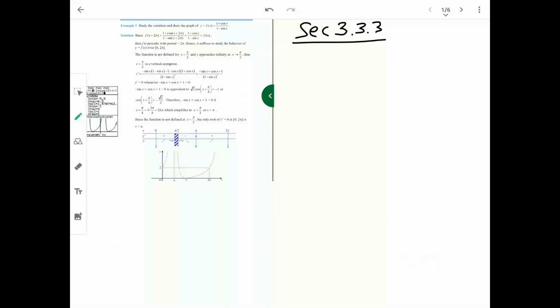That's it. To section 3.3.3. Let's do the first example just to learn how to do the questions in this section. Basically, what we want to learn in this section is how to draw the graph of a trigonometric function. So example 1 says, study the variation and draw the graph of y equals 1 plus cosine x over 1 minus sine x. One important thing in this question is they haven't mentioned what's the domain in which you have to draw the function.